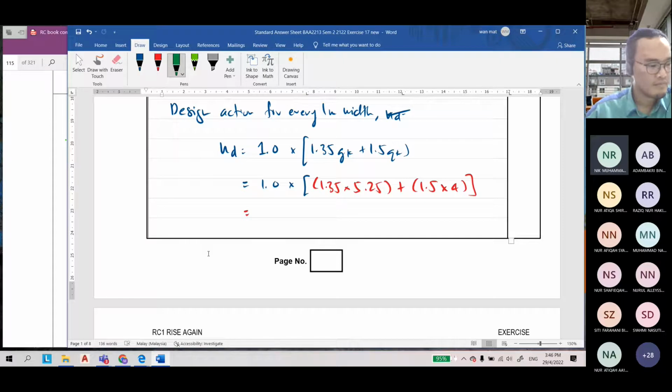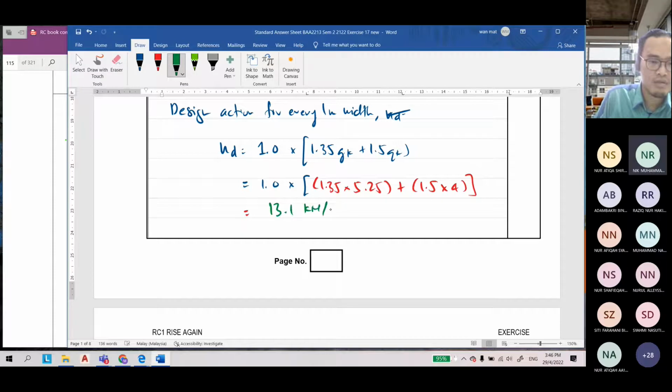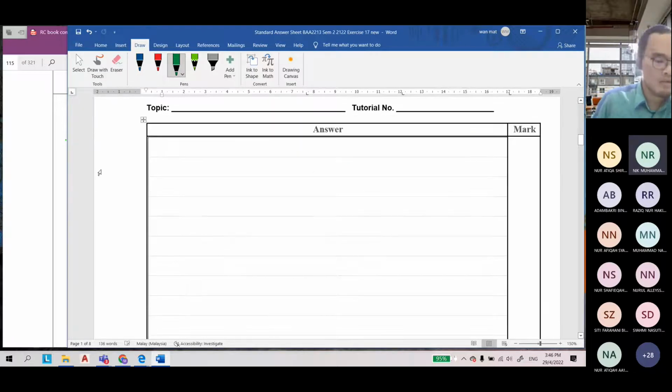Anybody have the answer? 13.09. Okay, 13.09, so make it as 13.1 kilonewton per meter. The unit is per meter because you already multiplied by 1 meter. So we save the time there.